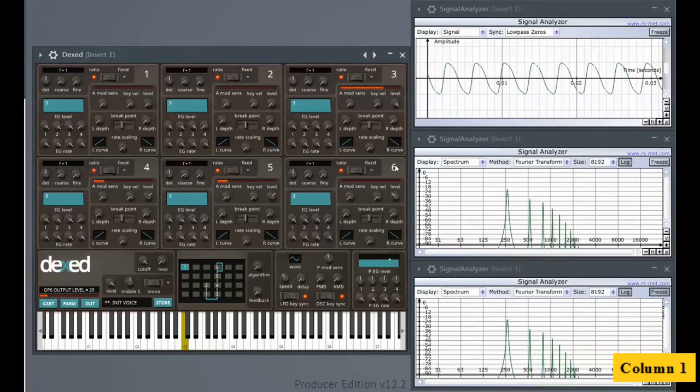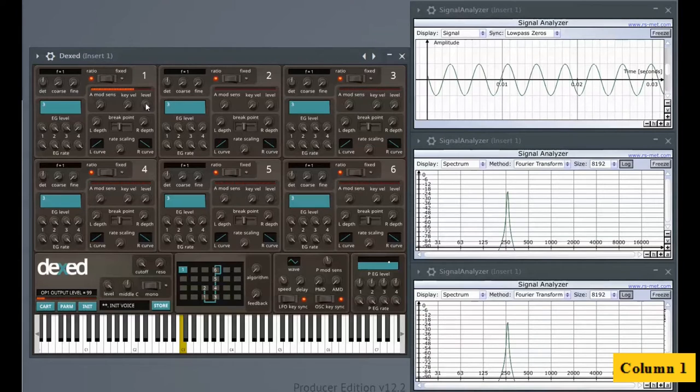Well, operator 6 now, up to level 66, 67, and once again, more harmonics, brighter sound, better saw wave. Let me repeat the experiment showing the three spectra top down.